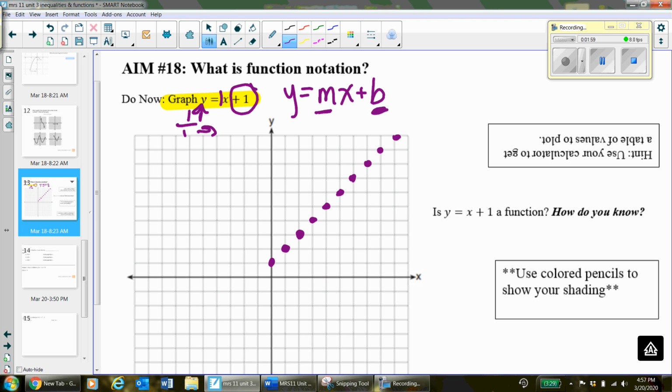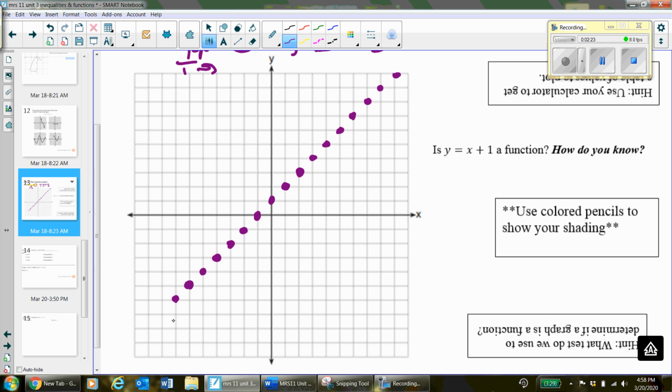Now in order to do the other side, I'm not going to do up 1 over 1. If I'm working backwards, which is to the left of this point, I'm going to go down 1 to the left 1, down 1 to the left 1, and so on. So when you're working on the opposite side of your y-intercept, you want to do the opposite of what you were doing before for your slope, which is down 1 over 1.